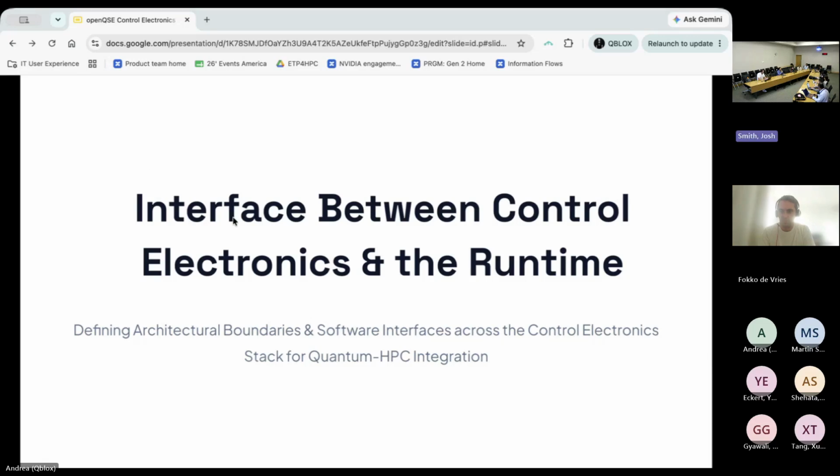Okay, awesome. So welcome to the session on the interface between control electronics and the runtime. This is a little bit of a change of topic from the morning session that focuses mostly on architecture.